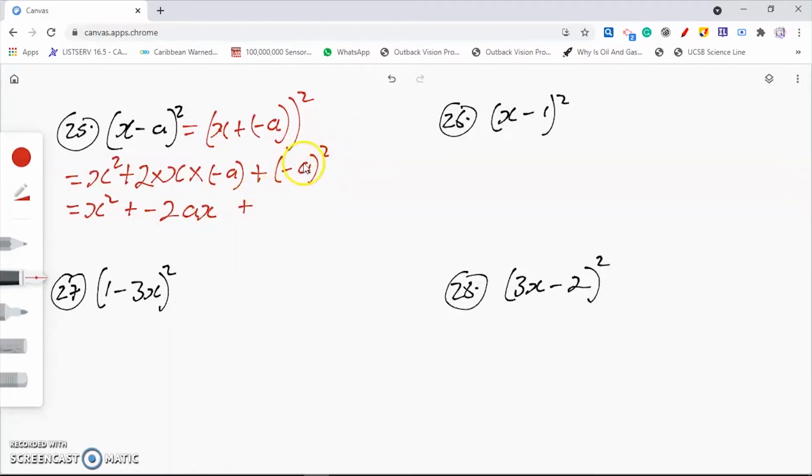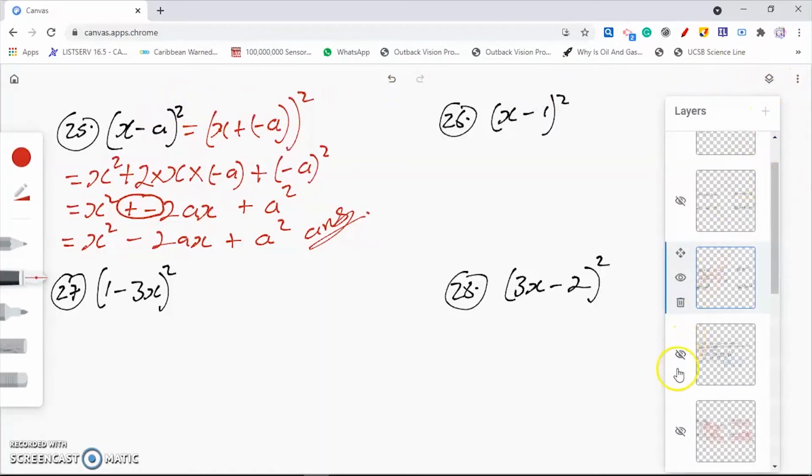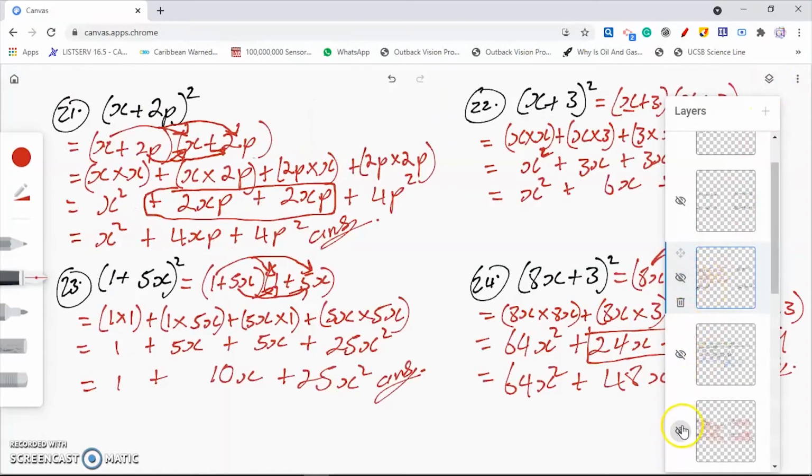Whenever we are squaring a negative number, the result would be positive, so that's positive a squared. So to simplify, we get x squared minus 2ax plus a squared. And that is another way of doing the question as opposed to how we did it previously in the other slides when we expanded it like that, like we did here.